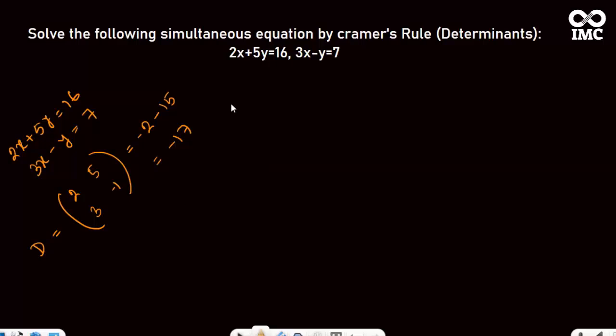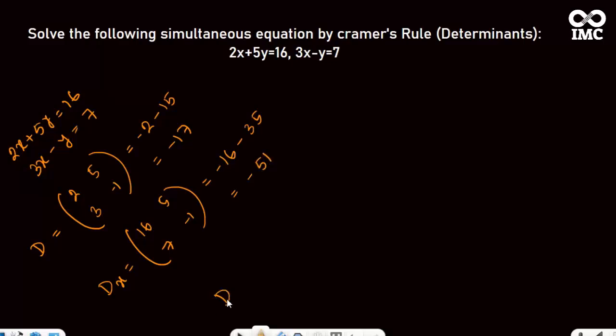Then we'll try to find out the Dx. That means here we can write, instead of x, we will input the constant value. So 16, 7, and here 5, minus 1. Okay. Now 16 into minus 1, minus 16, minus 5 7s are 35. So minus 16 minus 35, minus 51.